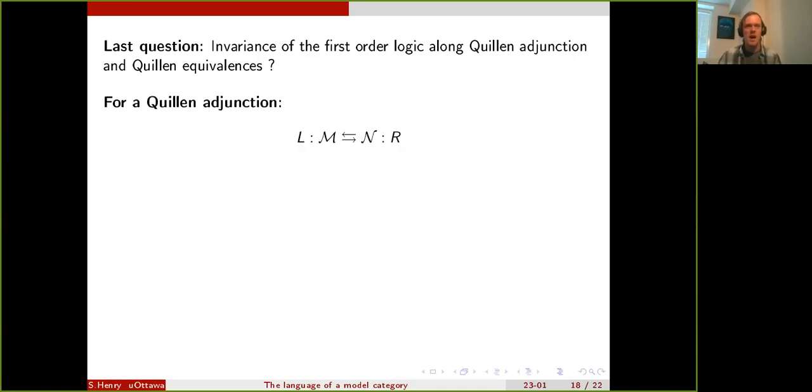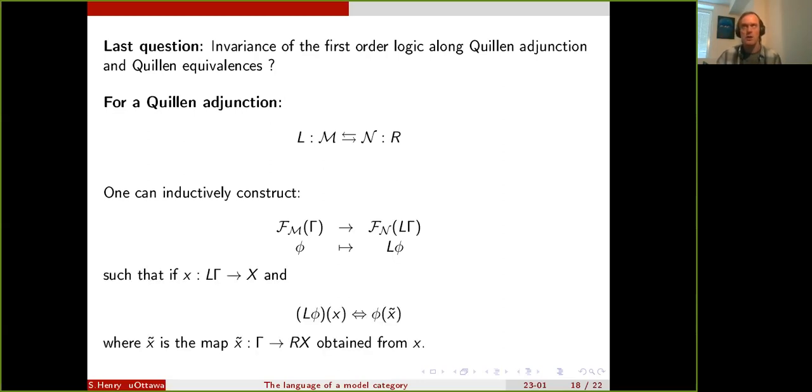And so if you have a Quillen adjunction, with L the left adjoint, R the right adjoint, and M and N two Quillen model categories, you can make the left adjoint functor act on formulas. So you can define something which takes a formula phi in M in context gamma and gives you a formula in N in context L of gamma. I'm going to call this construction L. It can be defined either using the universal property of the object of formulas, or by induction using the syntactical definition of formula if you have it.